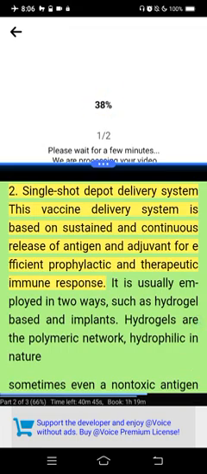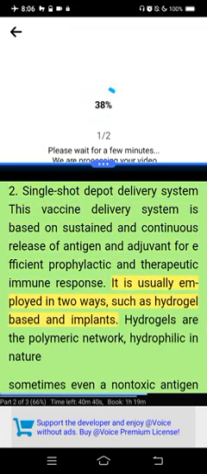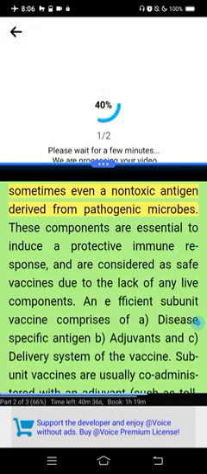This vaccine delivery system is based on sustained and continuous release of antigen and adjuvant for efficient prophylactic and therapeutic immune response. It is usually employed in 2 ways, such as hydrogel-based and implants. Hydrogels are polymeric networks, hydrophilic in nature. Sometimes even a non-toxic antigen derived from pathogenic microbes.